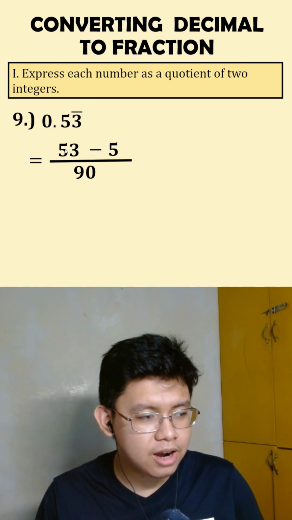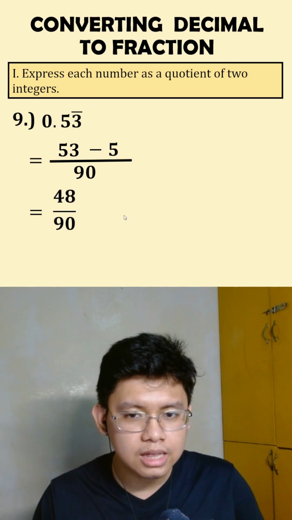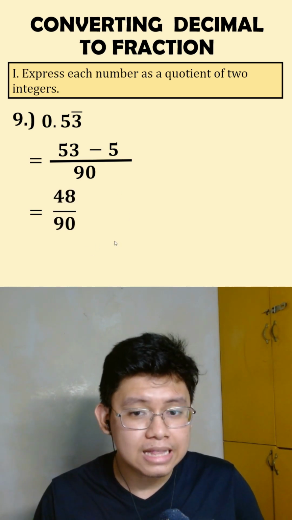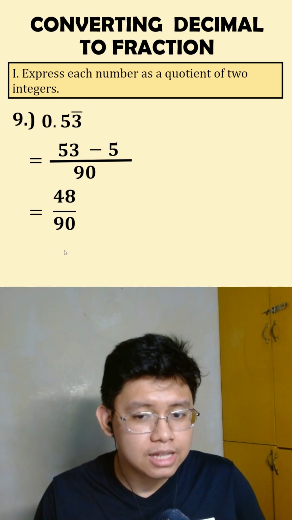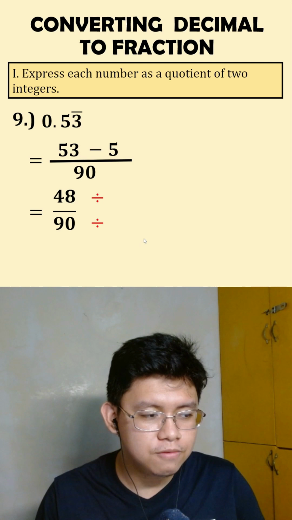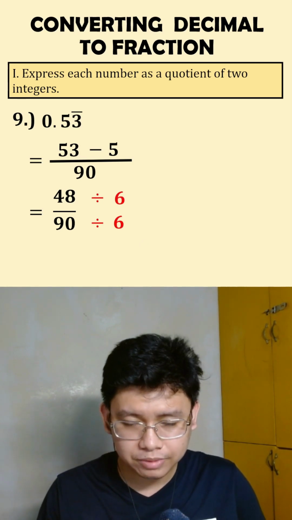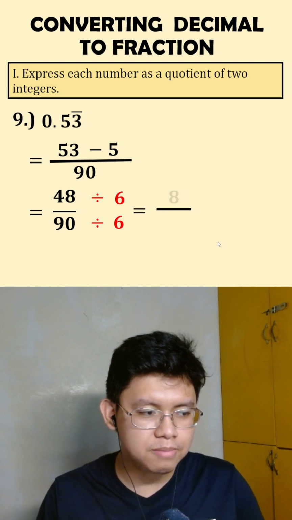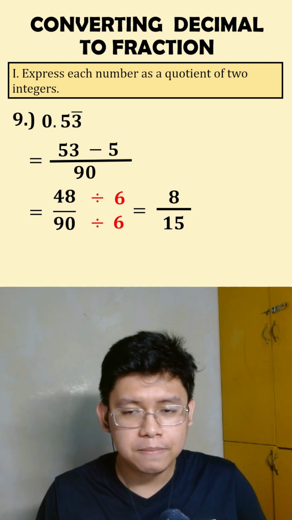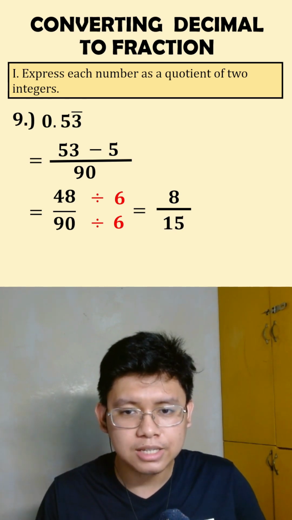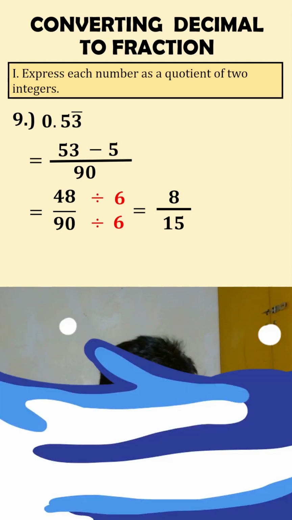Then, let's simplify our numerator. 53 minus 5, that will give us 48. And our denominator, 90. Now, we have here our fraction, 48 over 90. Pwede pa natin siyang isimplify. They are both divisible by 6. So, i-divide natin si numerator and denominator by 6. So, 48 divided by 6 is equal to 8. 90 divided by 6 is 15. So, our fraction form of this decimal will be 8 over 15. And that's it. Ta-da! Alright.